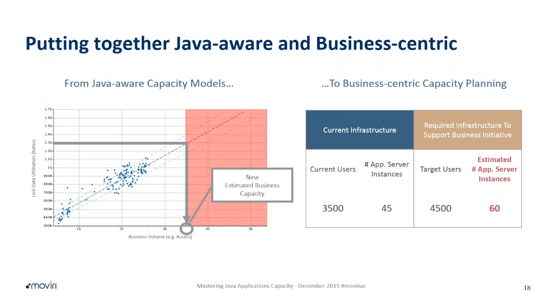Now you can also use this information for planning purposes. Suppose your marketing department is expecting that 4.5K users will use the application at peak time due to a new business initiative. Do we have capacity to handle that? No, in this case. With the capacity model that you have derived, you can estimate that 60 application server instances will be required, so you need an additional 15 instances.